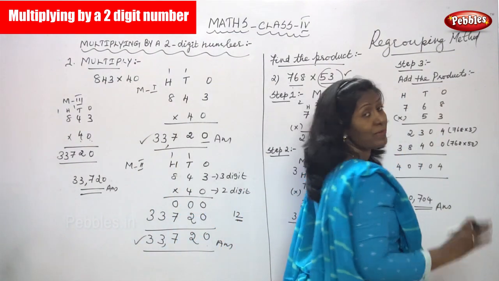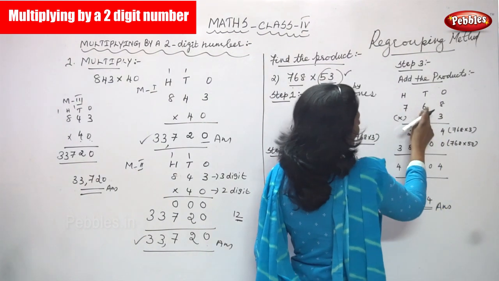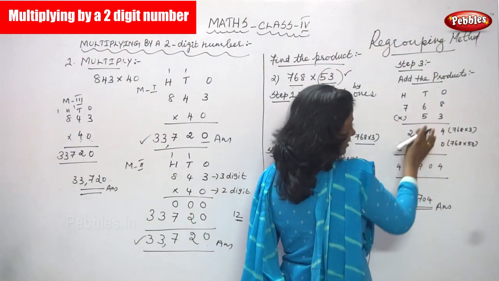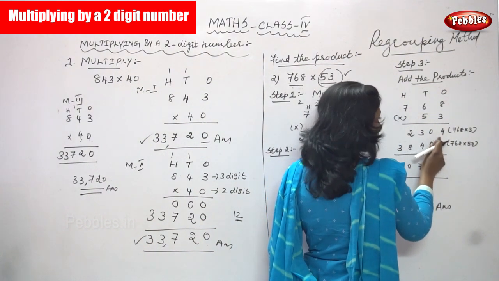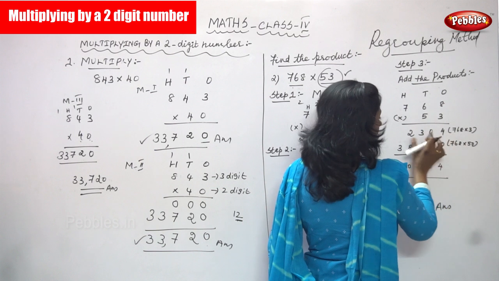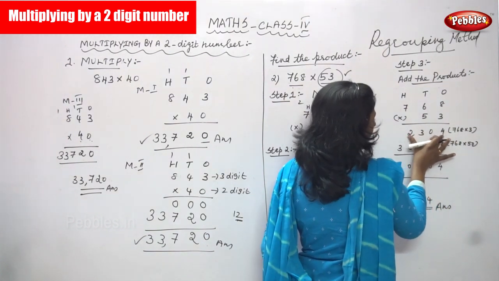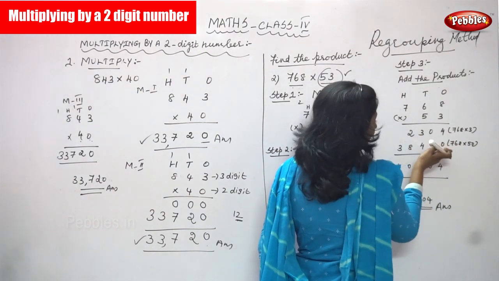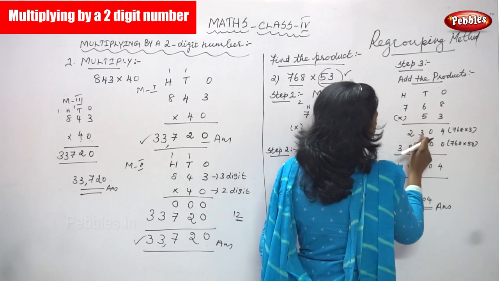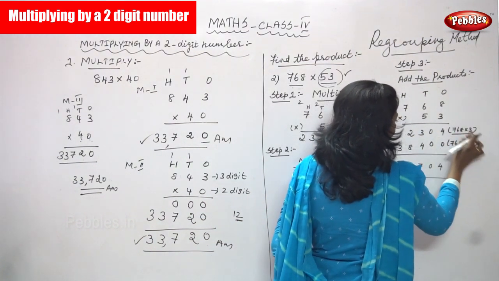Add the products. That means you have to write the sum as it is. Ones, tens and hundreds. 768 into 53. So the answer for ones, multiplying by ones, is 2304. This is the answer for ones, and this is the answer for what? Tens. So 2304 is the answer for 1, that means 768 into 3.